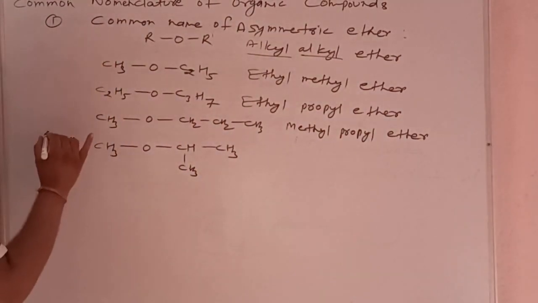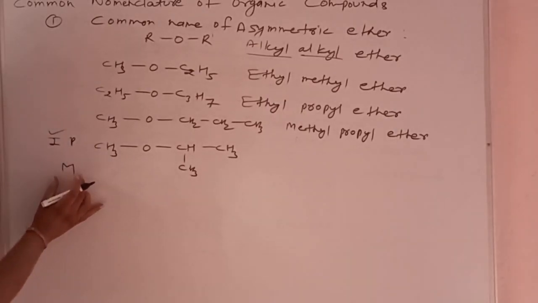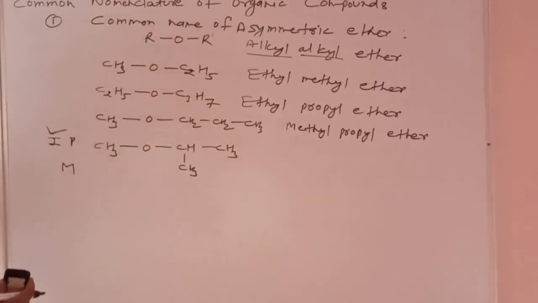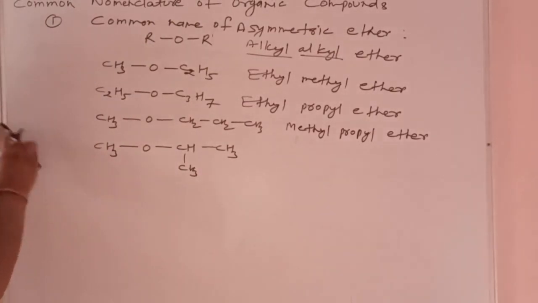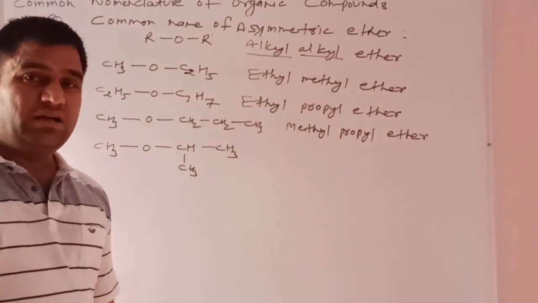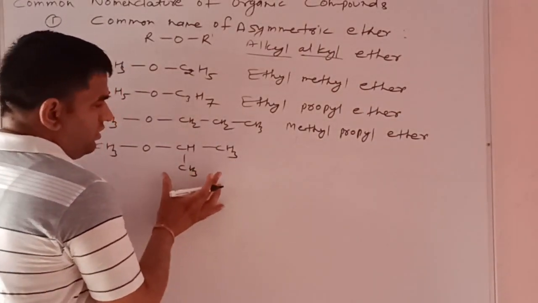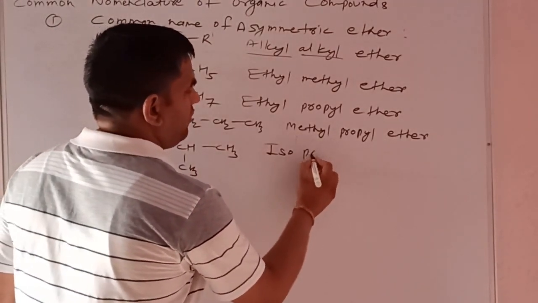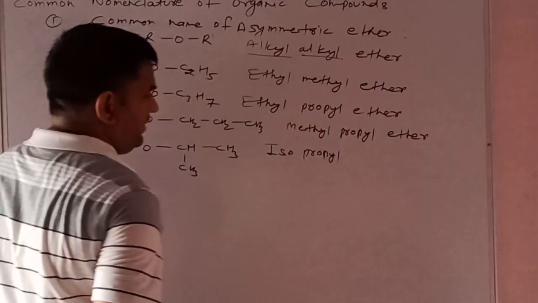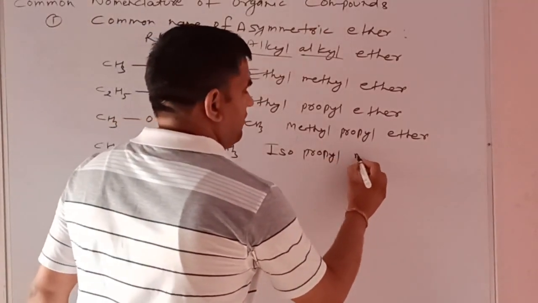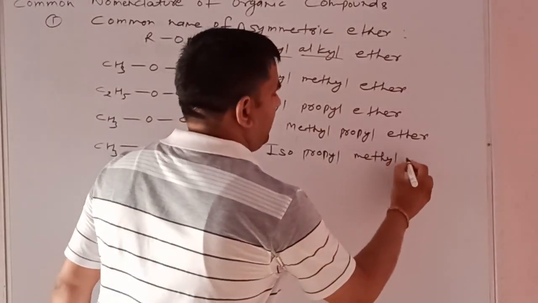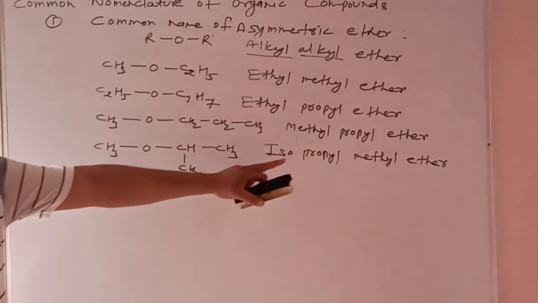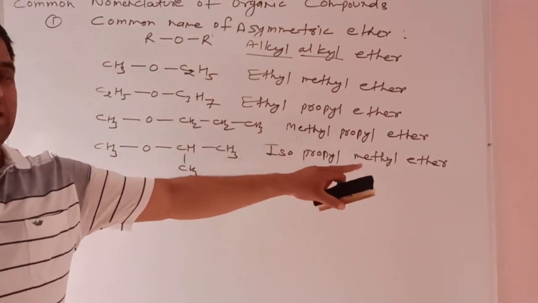So isopropyl and methyl: according to the alphabet rule, isopropyl comes first, then methyl. So the common name of this ether is isopropyl for the one group, methyl for CH3, and ether. So the common name of this ether is isopropyl methyl ether.